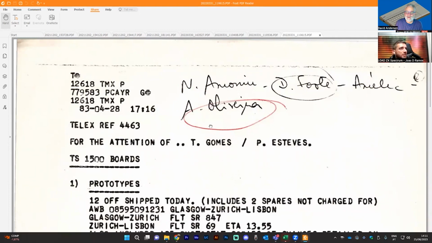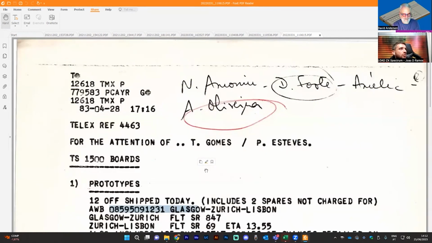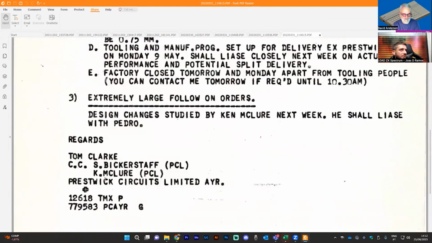Oliveira. Telex reference for the attention of Tony Gomes and Pedro Esteves. TS1500 boards, 28th of April. Okay, so it's the day before that specific meeting. Prototypes: 12 shipped today, including 2 spares not charged for, with the details. Now look at this. This is being shipped from who to whom? So this is signed. Okay. Now I got it.